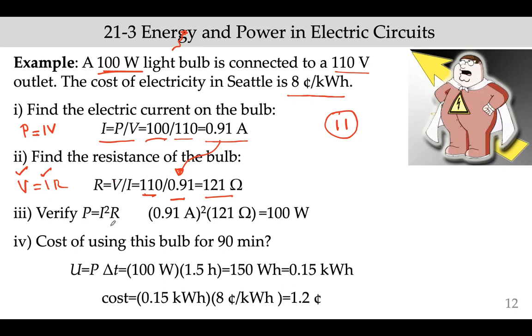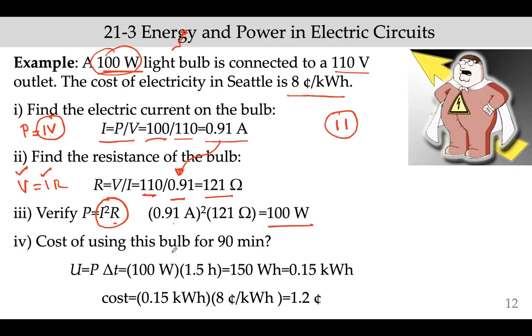Now, as I mentioned, this was one of the three options. There were other options to calculate power, and one of them was this one, I squared R. Let's verify if this also works. I is 0.91 amperes. Take its square and multiply by resistance, and it gives you 100 watts. That makes sense because the light bulb that we had is 100 watts. So this verifies that this formula and this formula give the same values.